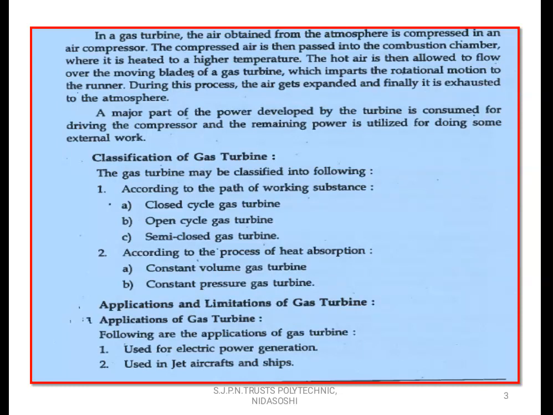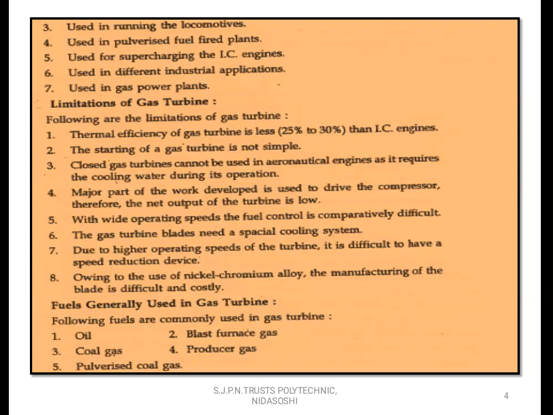Next, it is used for running some of the locomotives. It is used in pulverized fuel fired plants for power supply. It is used in IC engines to increase efficiency, that is, supercharging of the IC engine by supplying oxygen content. It is used in different industrial applications and gas power plants. So these are the applications and the classification of the gas turbine.